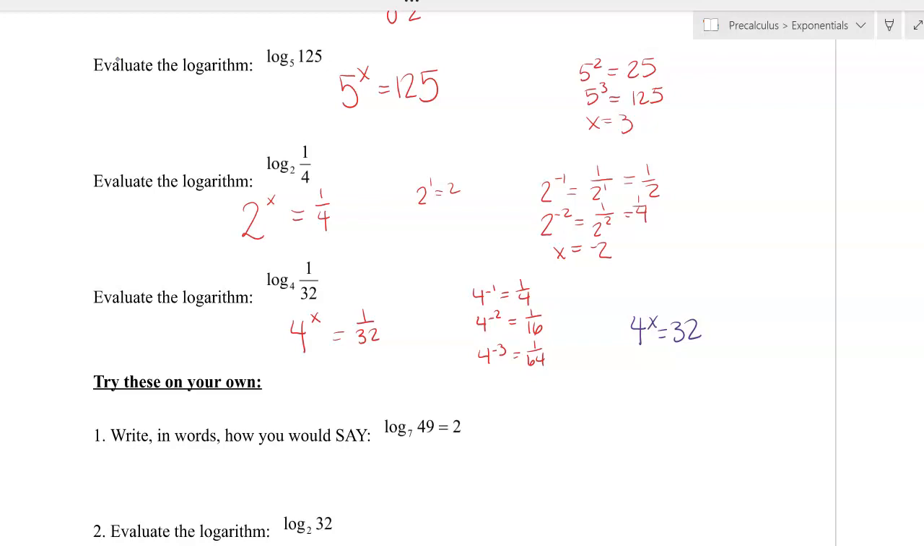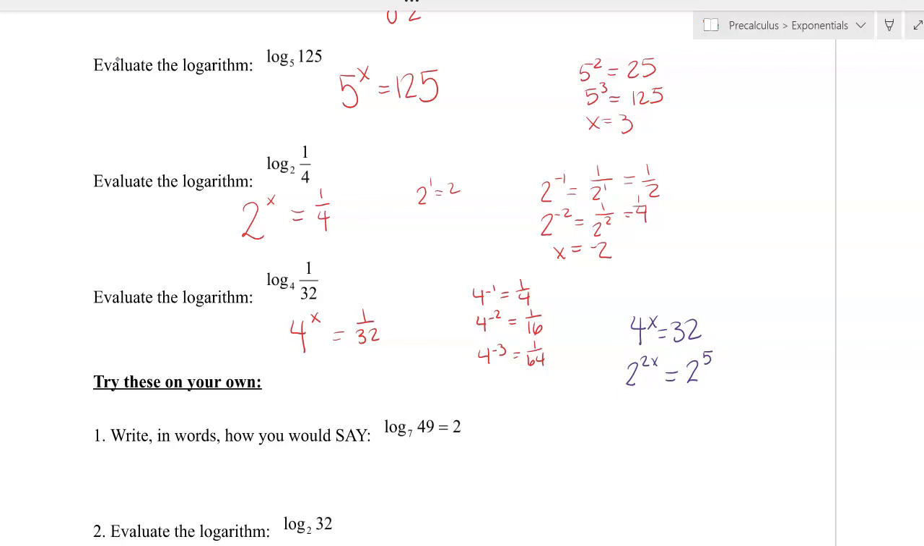Well, I know that 2 goes into 4 twice. And I'm going to see how many times that 2 goes into 32. Well, that would be 5 times. So I can rewrite this 4 as 2 squared. Well, that 2 squared is still going to have an x in the exponent. Is equal to, well, 2 times 2 times 2 times 2 times 2 gives me 32, otherwise known as 2 to the 5th.